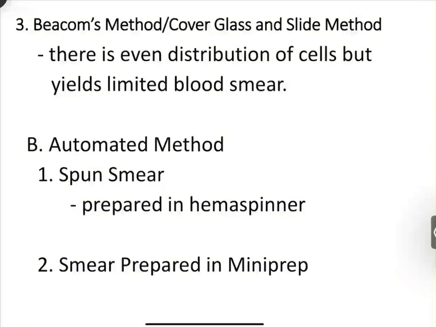Next, we have the BCOM method, or glass and slide method. There is even distribution of cells but it yields a limited blood smear. Then you have the automated method: the spun smear prepared in the Hemaspinner and the smear prepared in the Mini Prep. You just put the blood in EDTA, place it in the machine, and the machine will prepare your smear. It looks like a centrifuge.